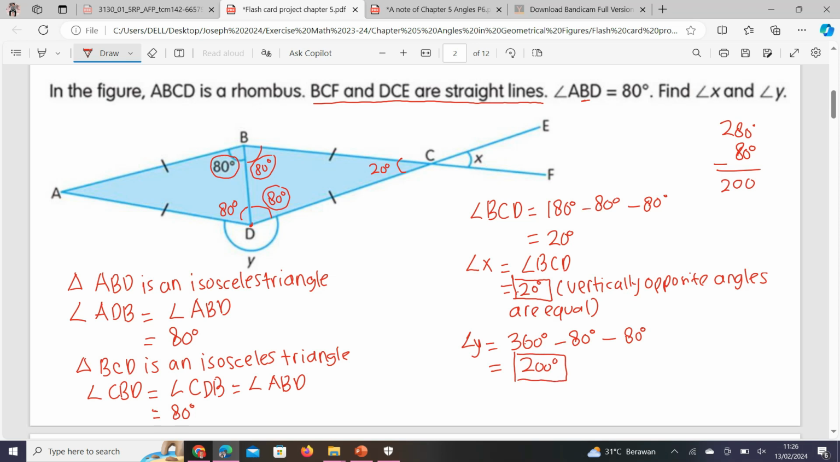This one is because the sum of angles meeting at a point is 360 degrees.